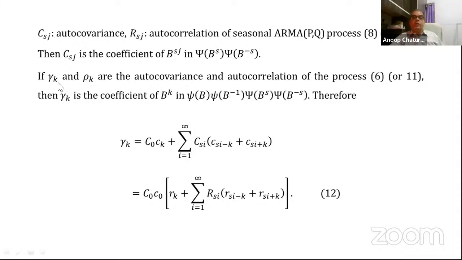So ultimately, gamma k or rho k are the autocovariance and autocorrelation of the process, the SARIMA process. Then you can easily obtain gamma k as the coefficient of B to the power k in this. Now, you know the coefficient of B to the power j in this part, you know the coefficient of B to the power Sj in this part. So you can easily get the coefficient of B to the power k in this product. So ultimately you get this expression for gamma k, which you can easily find.